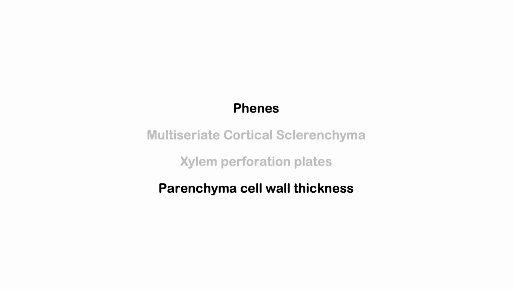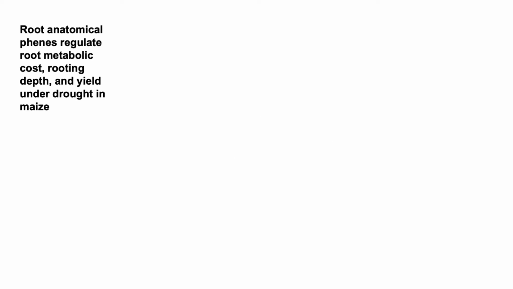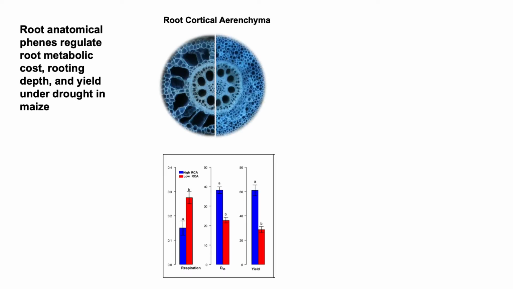The final phene I will present is parenchyma cell wall thickness. We have observed that anatomical phene states that reduce the metabolic cost of soil exploration improve rooting depth and yield under drought in maize. For example, root cortical aerenchyma cuts root respiration in half, increases root depth in the field, and more than doubles yield under drought.